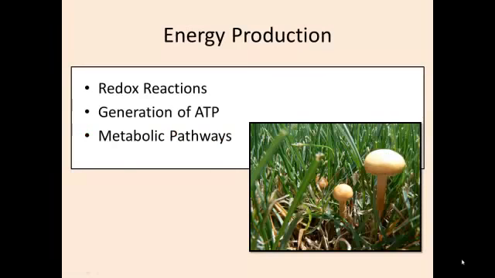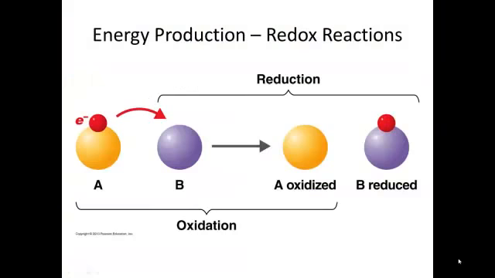On to energy production, which is the last section for part 1. We're going to talk about redox reactions, generation of ATP, and metabolic pathways. Part of energy production involves redox reactions or oxidation reduction reactions. So here's an example. Molecule A takes an electron and donates it to molecule B.